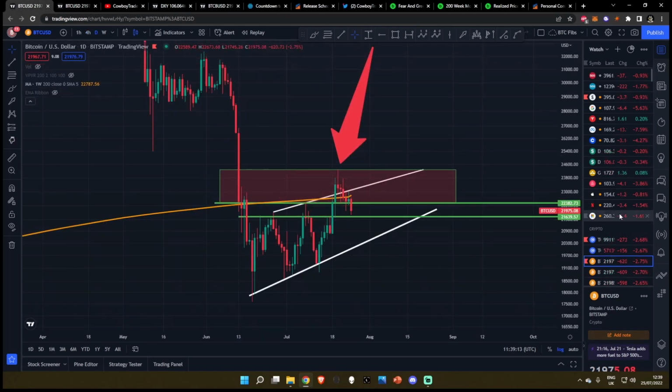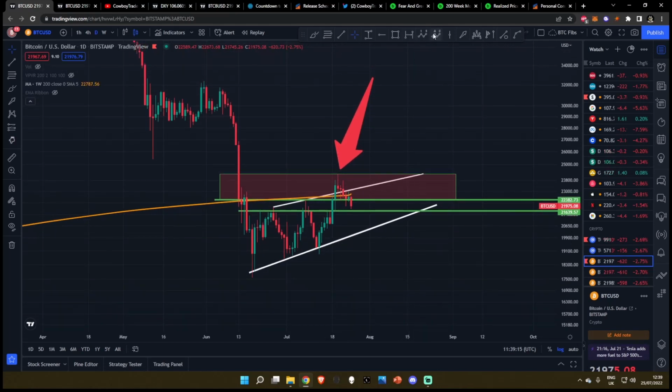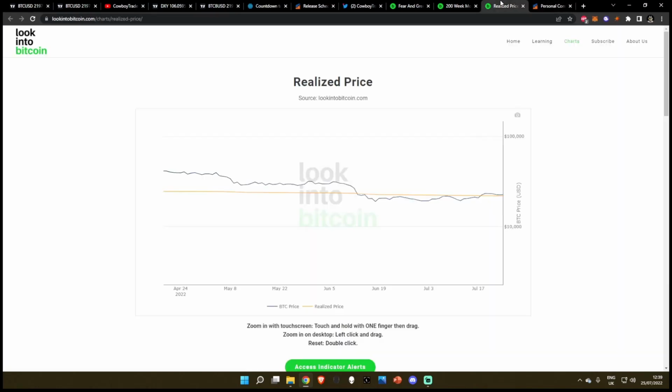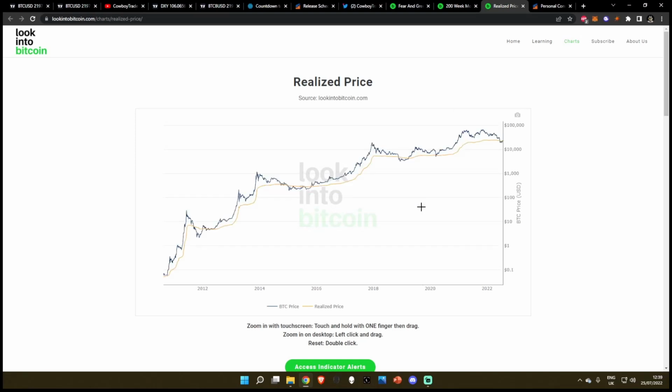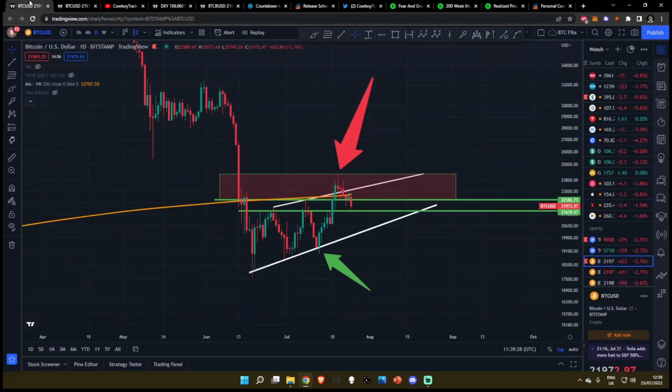And what does a failed move almost always equal? Just like it did down here, failed move equals a fast move in the opposite direction. We are getting ready to head back down, in my opinion. So keep your eyes on 21,800. That's where the realized price is. That's where the daily EMA ribbons are. If you close the daily beneath there, say goodbye to the bullish trend.